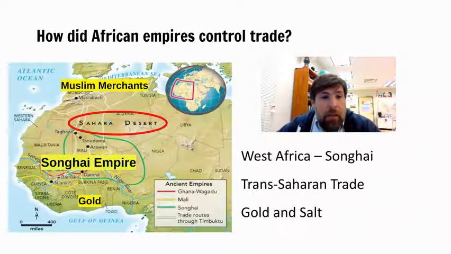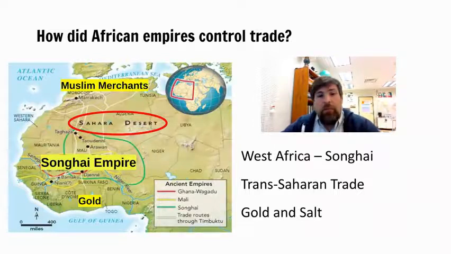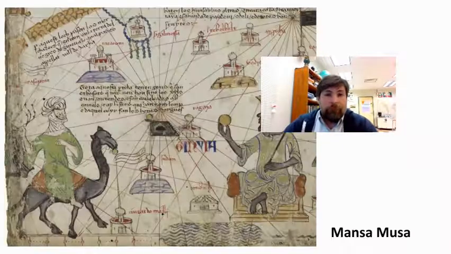So by taxing trade, the emperors of Songhai were able to make a lot of money, and then they were able to use that money to do all the things that a government is going to do, which includes hiring soldiers and having military power, right?